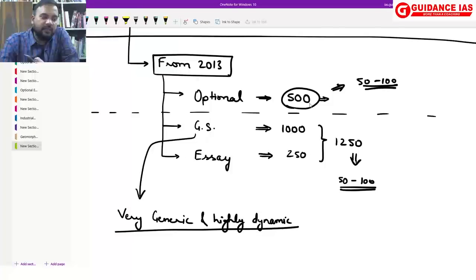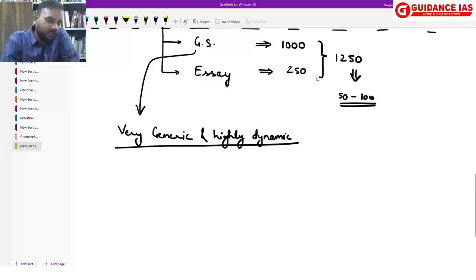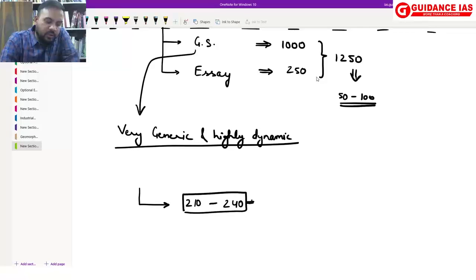So what I am just trying to say is, although optional just comprises 500 marks, this is an area which can be prepared thoroughly, and because of that you can actually make a very sure shot edge here of 50 to 100 marks, because the majority of the students which we see in the optionals, their score hovers around between 210 to 240. This is the majority score.